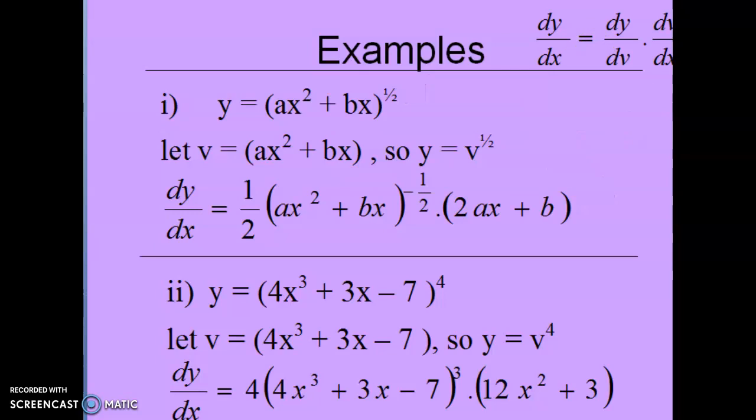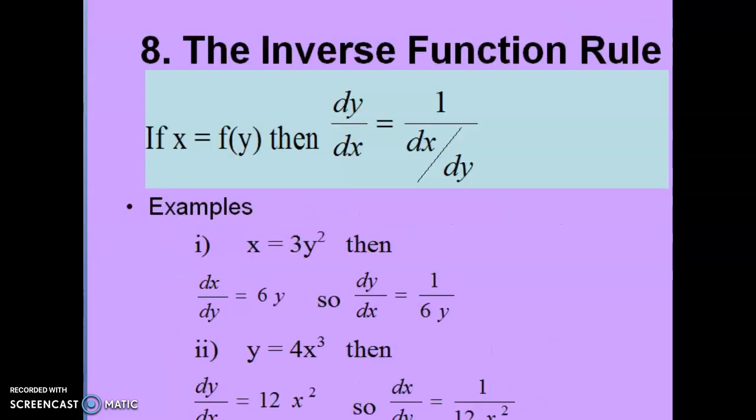All right, let us look at other rules. We have the inverse function rule. If x is equal to f of y, then dy dx is equal to 1/dx dy. And this one you can just apply it as it is written here.